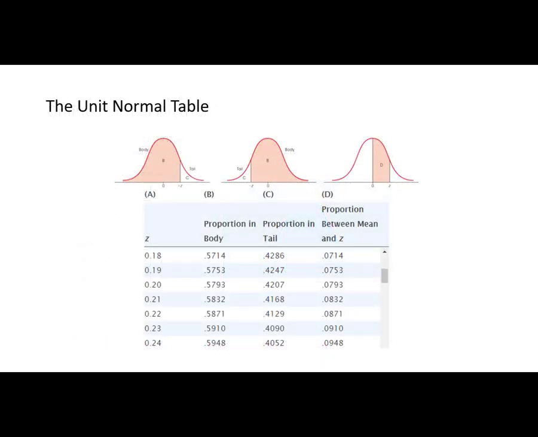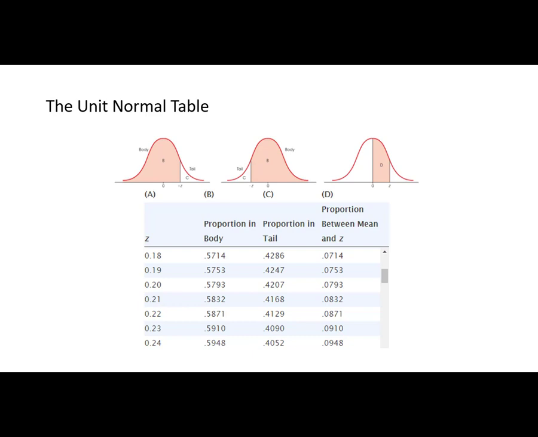This table is a screenshot that was taken from the back of your text, and it's one of the easier ones to use. Column A is where you look up the z-score you're interested in. Column B shows the proportion of scores that fall below a particular z-score. Column C shows the proportion of scores that fall above a particular z-score. And column D shows the proportion of scores that fall between the mean and a particular z-score.